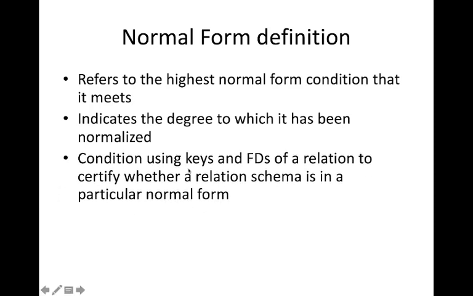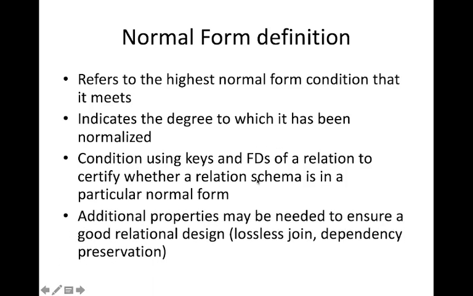The conditions use keys and functional dependencies of a relation to certify whether a relation schema is in a particular normal form. So when we say it is in third normal form, it satisfies some conditions based on those keys and functional dependencies. Additional properties may be needed to ensure it is a good relation schema, that is the lossless join, which we have already seen in the previous lecture, and the dependency preservation property. We will see those in later lectures also.